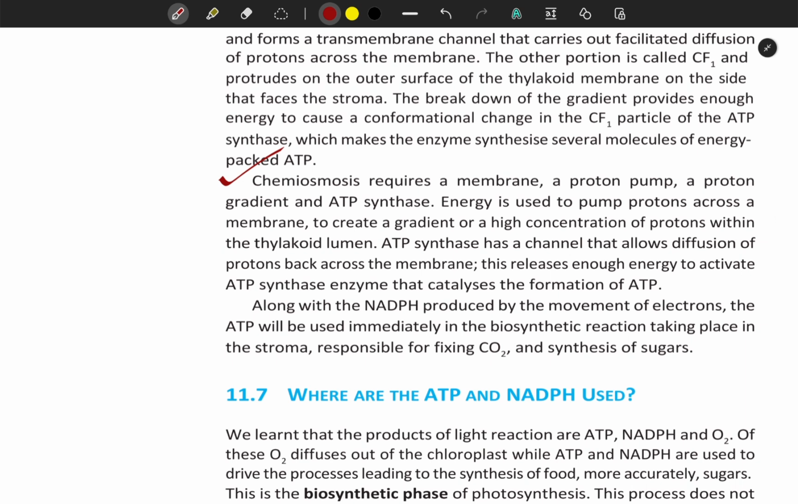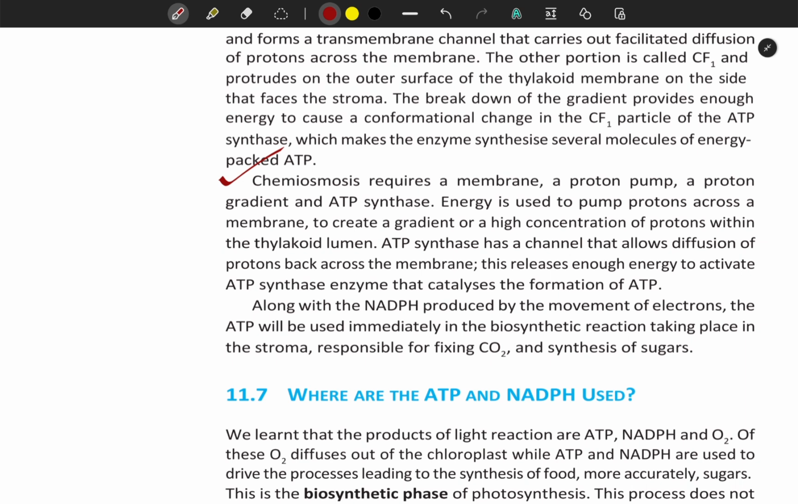Energy is used to pump protons across a membrane to create a gradient or a high concentration of protons within the thylakoid lumen. ATP synthase has a channel that allows diffusion of protons back across the membrane. This releases enough energy to activate the ATP synthase enzyme that catalyzes the formation of ATP.